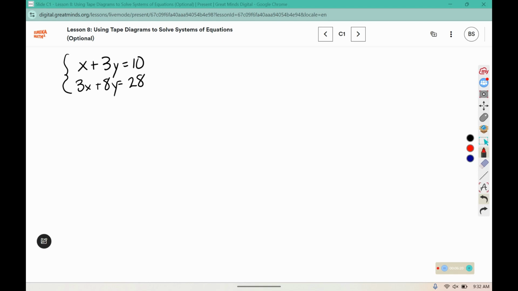In the elimination method, we try and make one term the opposite of a term from another problem. So here I see 3x, and this one is x. The opposite of 3x would be negative 3x. So I'm going to multiply this whole equation by negative 3. Then we'll distribute. Negative 3 times x is negative 3x. Negative 3 times 3y is negative 9y. And negative 3 times 10 is negative 30.